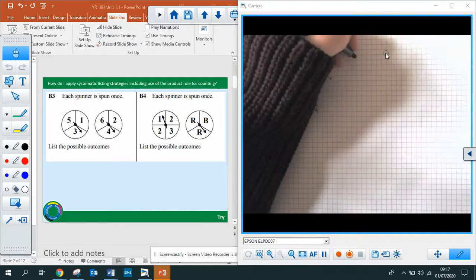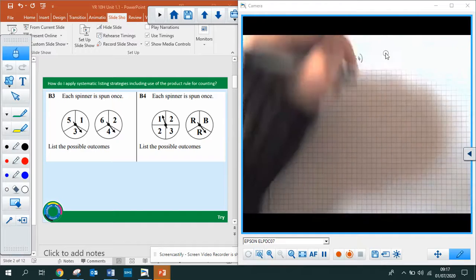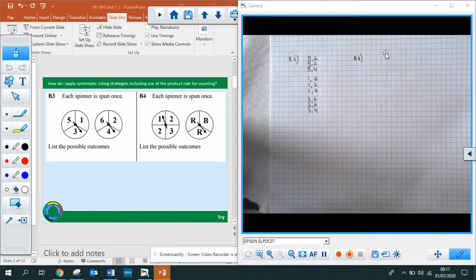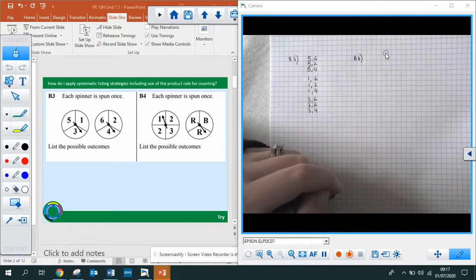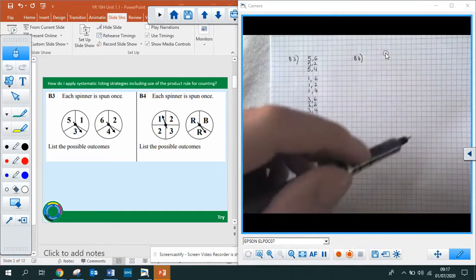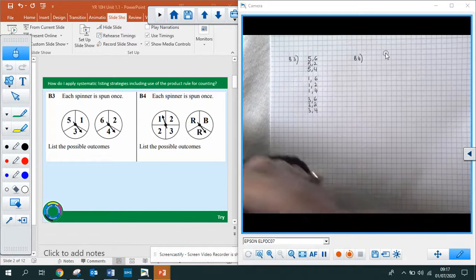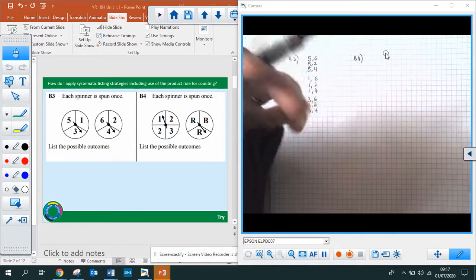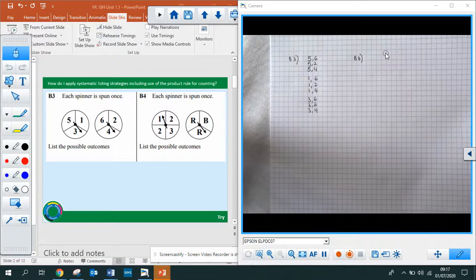Now B4, this is the one I told you to think about carefully. Each spinner is spun once, list all my possible outcomes. So there's 4 different outcomes on spinner 1. However, 2 of them are the same. Okay, so I can't write 2 in there twice with each of the different outcomes from the next spinner. It's only going to land on 2 once, okay? It's going to be either of the 2s, but 2 doesn't change. It will still be 2.